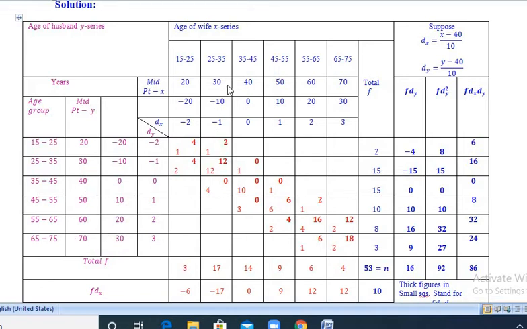Similarly, for X series, the assumed mean of this data is also 40.